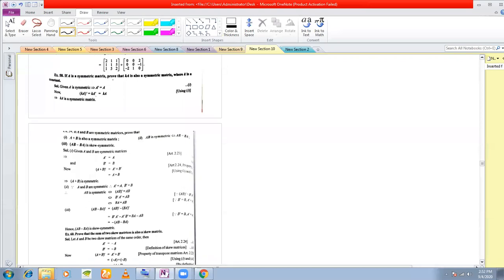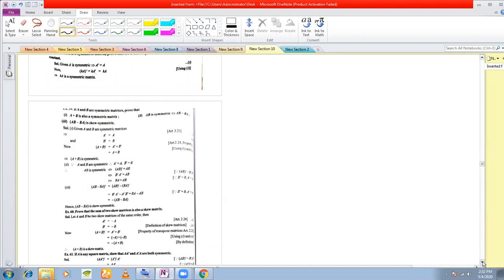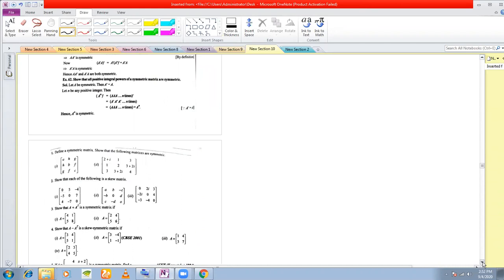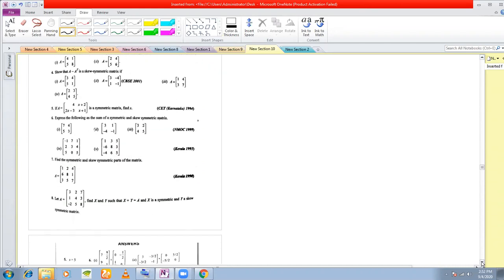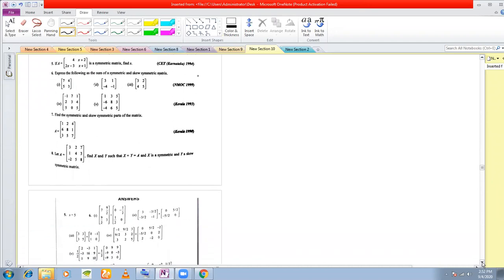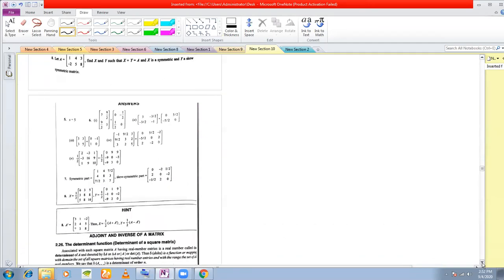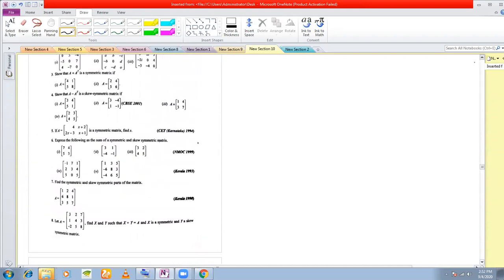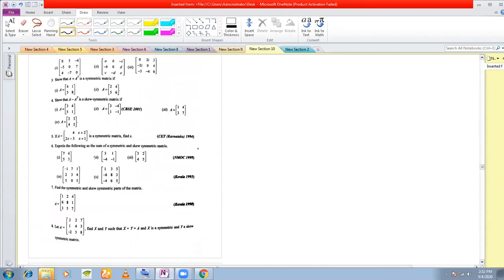If A is a symmetric matrix, prove that KA is a symmetric matrix where K is a constant. No, this is all proof. So you don't need to do this. Prove that the sum of two skew matrices is also skew. No, not required. Maybe two sums I can do here. Okay, two sums I will be able to do, I think. This you can do. I think you should try one here also.